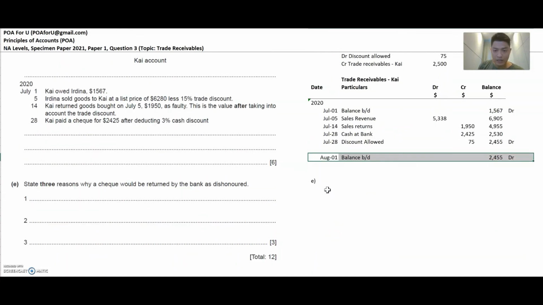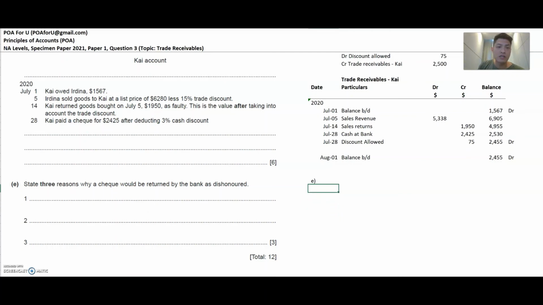Now, next one, three reasons why checks would be returned by the bank as dishonored. So this question is asking you, if, for example, Kai paid you a check, but then you banked in the check and the bank said, this check, I can't give you the money for it because of what, right? So the question is asking you what the reasons could be.